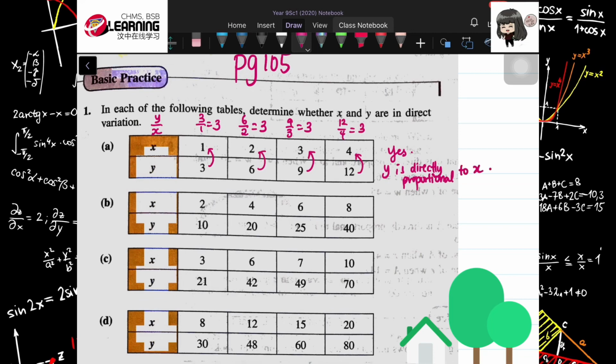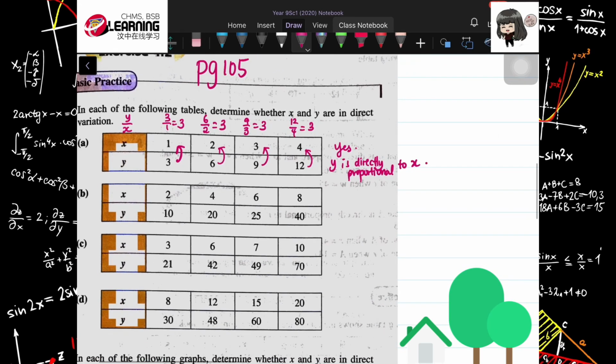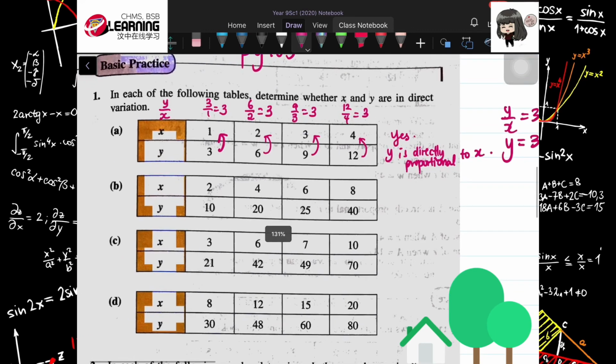Yes, it is directly proportional to X, and the working is here, the constant. The constant that we found just now is 3, all 3. We can actually form an equation here, which is Y equals 3x, because our Y over X is 3. That is our equation connecting X and Y. Okay, how about part B?